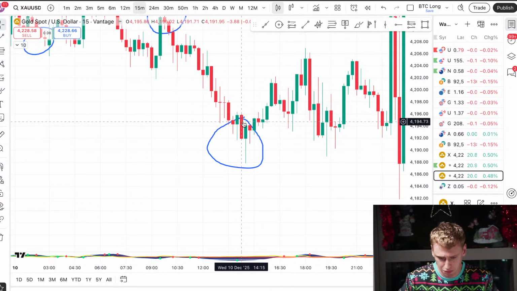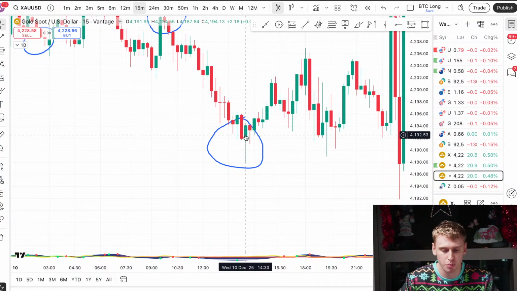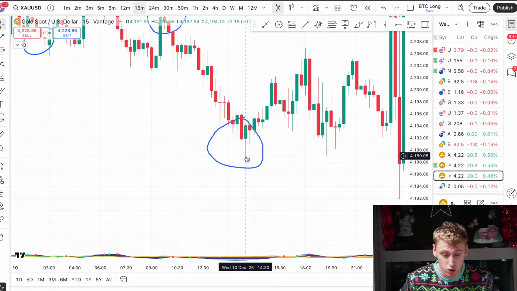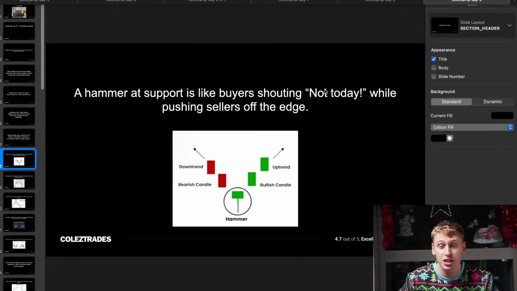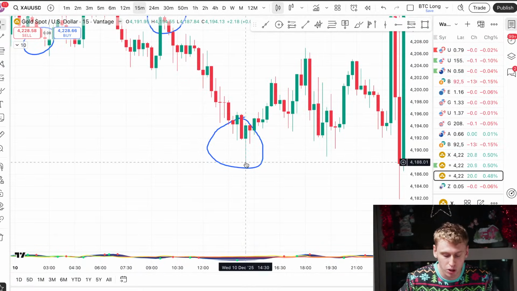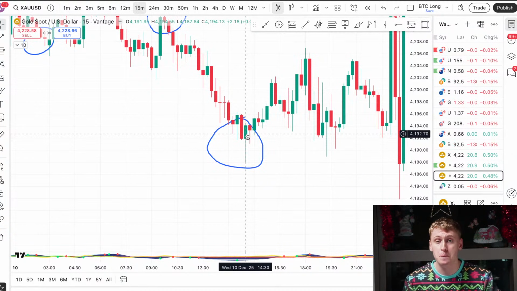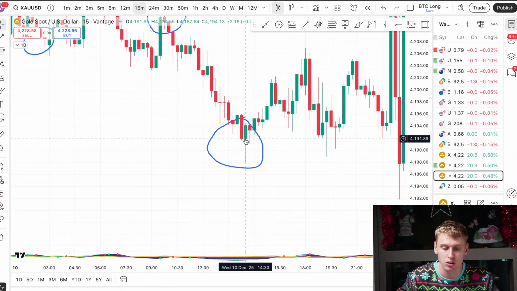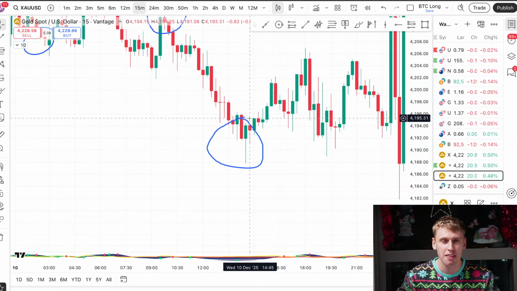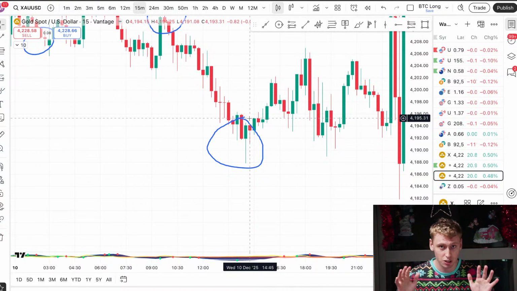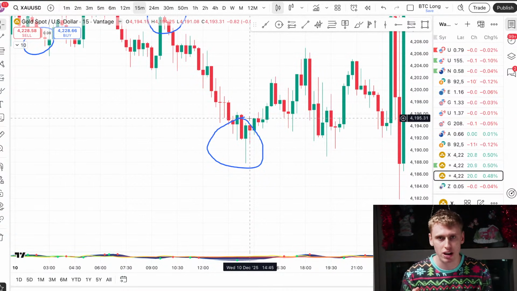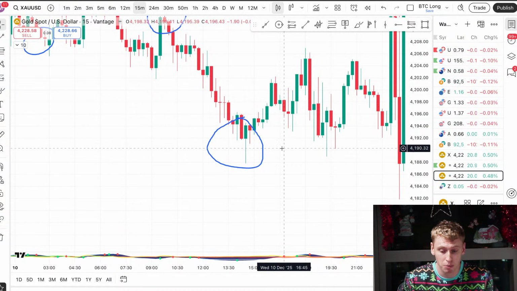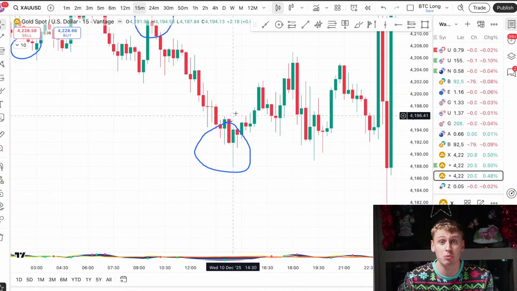What happened was sellers tried to push the price down. They tried, and buyers shouted, "Not today," and pushed price all the way up past where the candle opened. The candle opened here, and price went past that. That shows buyers are basically saying, okay, we're taking control here. Sellers, goodbye. It shows huge strength on the buying side. And you can see how that was literally the exact bottom before this very big move up.